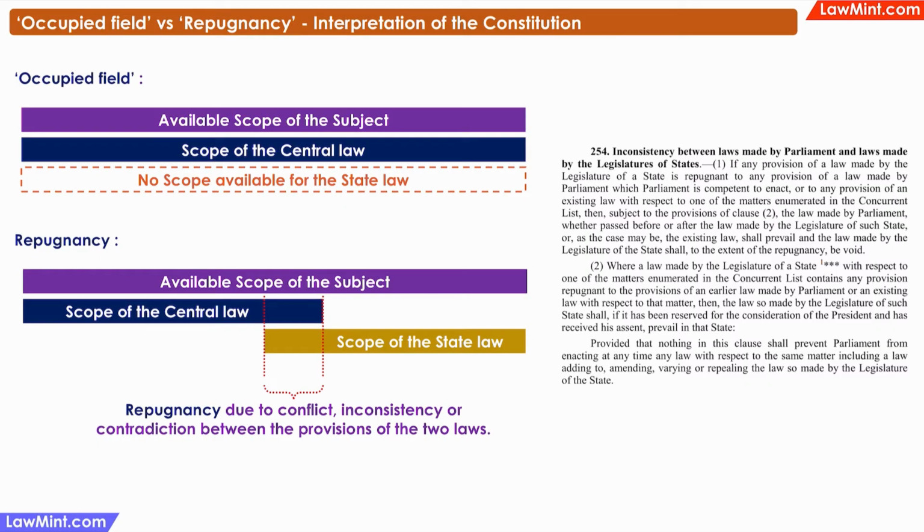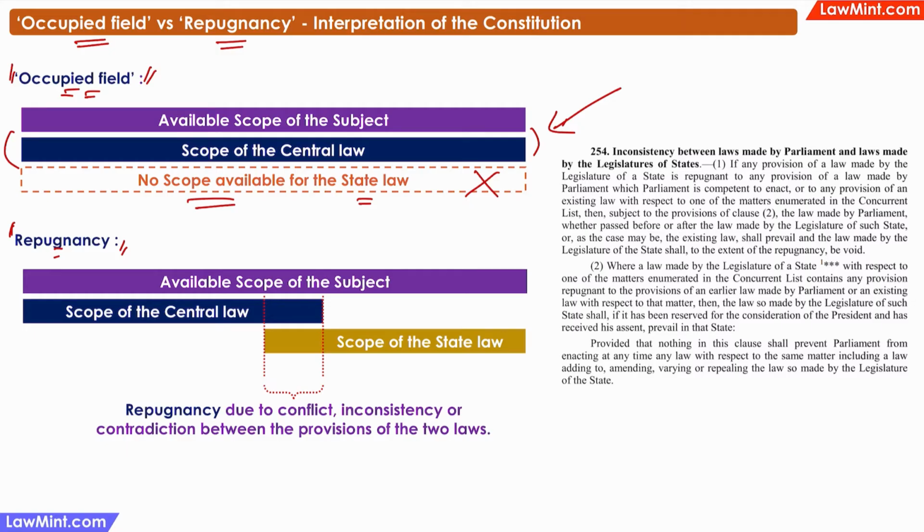Since we have just discussed the concepts of occupied field and repugnancy, both of them appear to be similar. So, what is the difference between these two? I can explain it like this. Both occupied field and repugnancy affect laws on concurrent list subjects, where both the center and the state have the competency to make laws. In an occupied field situation, the center has already made a comprehensive law that occupies the complete scope of the subject. So, there is no more space left for the state law to occupy.